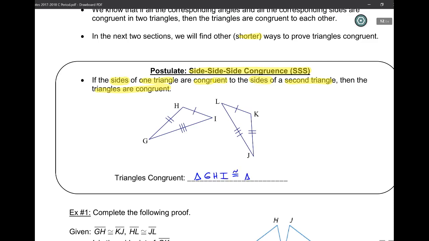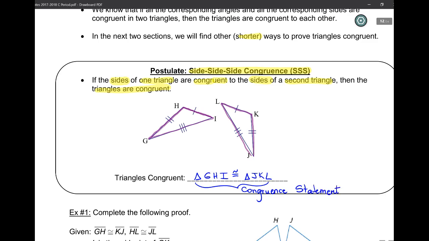This is going to be congruent to the other triangle, but it's very important that we make sure the letters go in the correct order. So if we go GHI, then we are going from the side that has 2 marks through 1 mark through 3 marks. So we want to go in that same order. So we're going to go J, K, and then L. So this is our congruent statement regarding the two triangles.